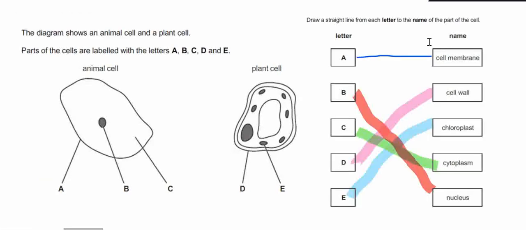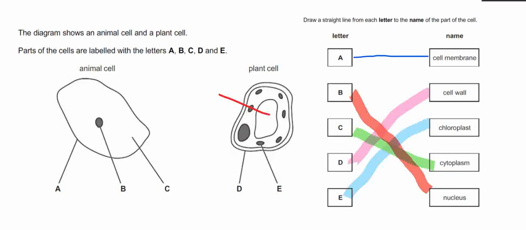So here it goes. A is a cell membrane. It's clear that A is the cell membrane of an animal cell. B is the nucleus here. C is the cytoplasm, which is the liquid that fills the cells. And D is a cell wall. D is the cell wall of a plant cell. And E is a chloroplast, where there's chlorophyll. Alright, that will be the answer.